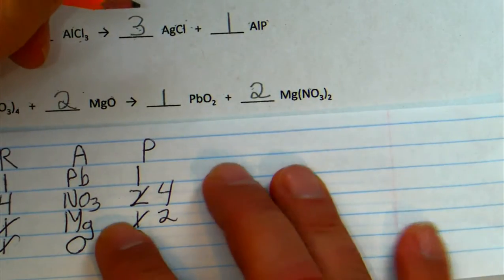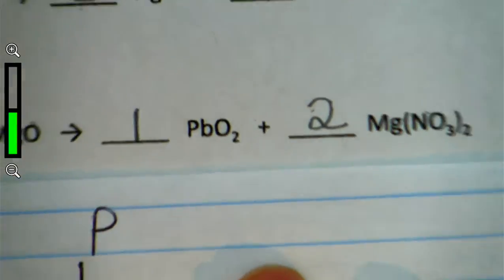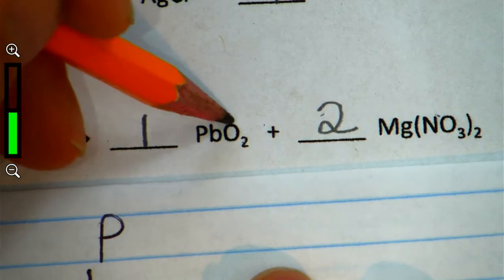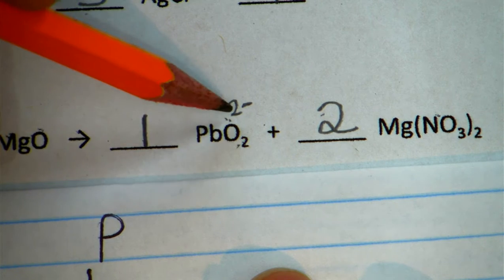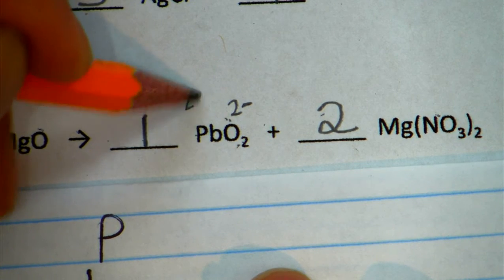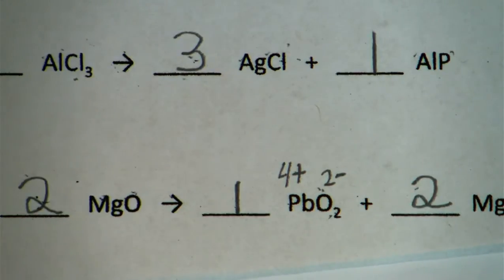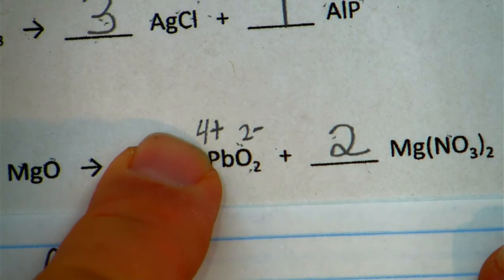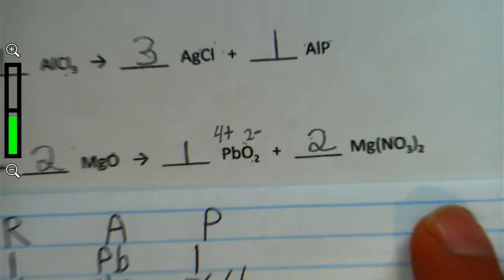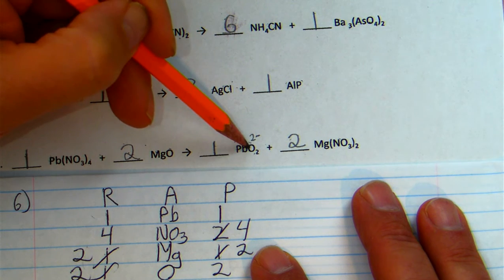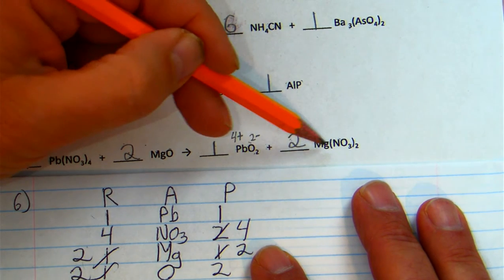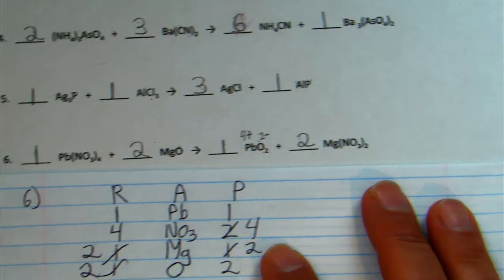And by the way, don't get confused here. This says PbO2, but every oxygen is always a 2 minus charge. And I need 2 of them. So this lead must be a 4 plus charge as well, just like it was earlier. So even though there's a subscript 2 here, we would say this is lead 4 oxide. So combine to produce 1 molecule of lead 4 oxide plus 2 molecules of magnesium nitrate. Ta-da!